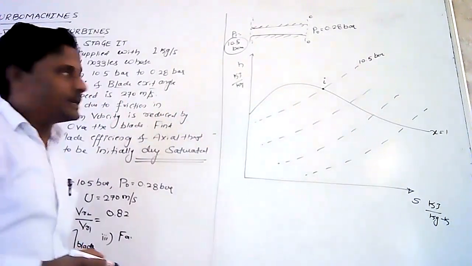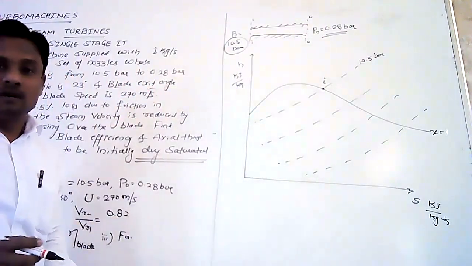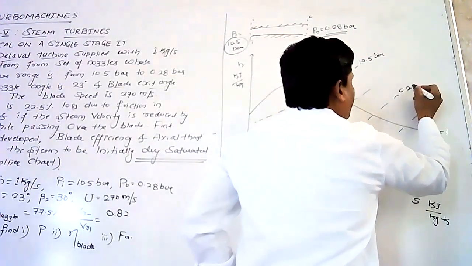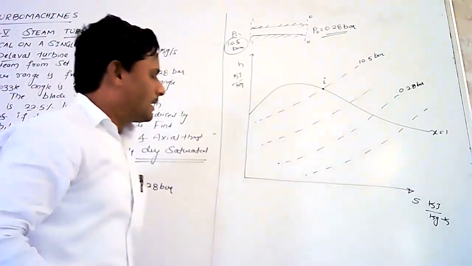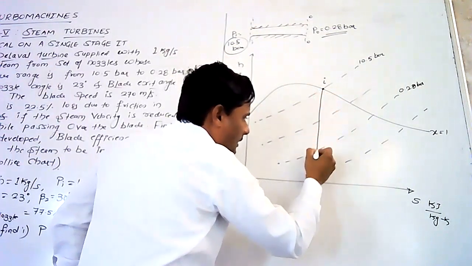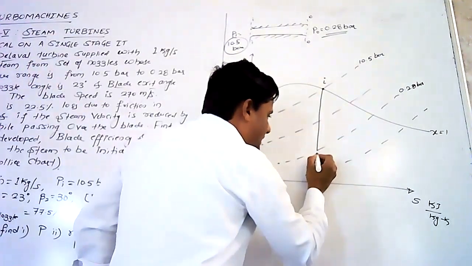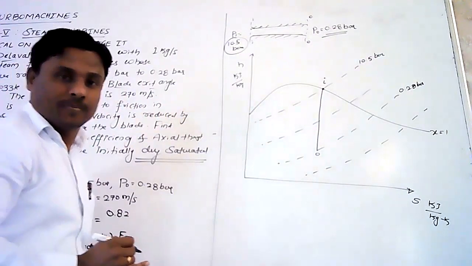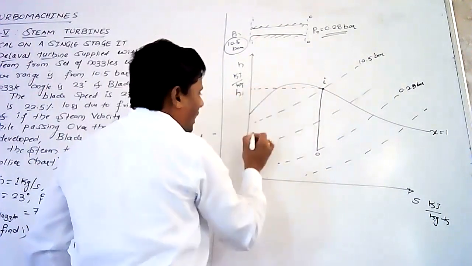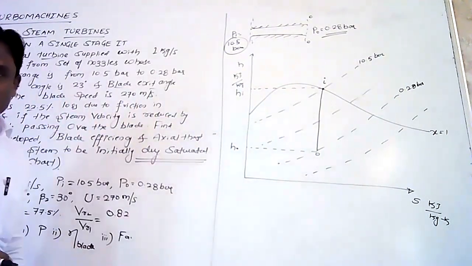Similarly, check where the 0.28 constant pressure line exists. Let us take this as the 0.28 bar line, that is P naught. From here, just draw a straight vertical line till it cuts the 0.28 bar line. This is the exit condition, O. The corresponding values of enthalpy on the y-axis are Hi and H0 respectively.